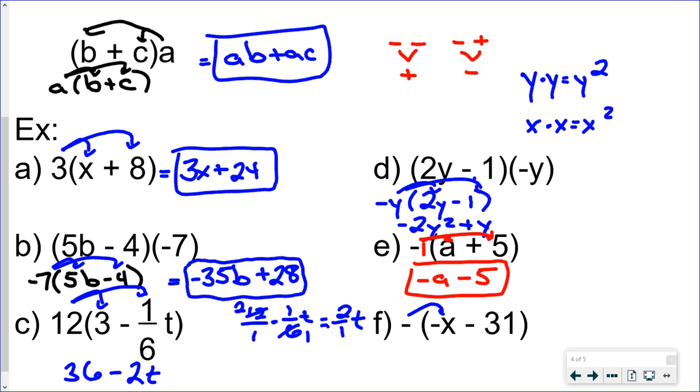All right, negative coming into negative x, negative and a negative make a positive. So that's positive x. And then this negative coming in with the minus makes that a plus 31. All right. You might want to back this up and watch this again. There's a lot of information in this, and all of it is very important.